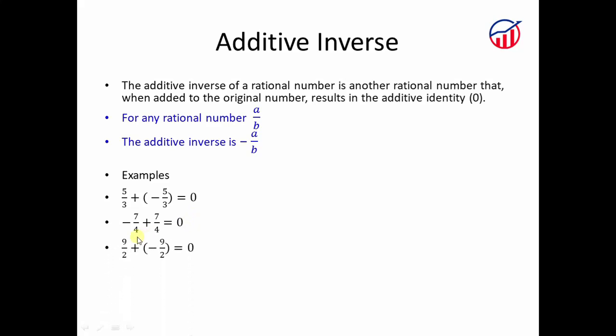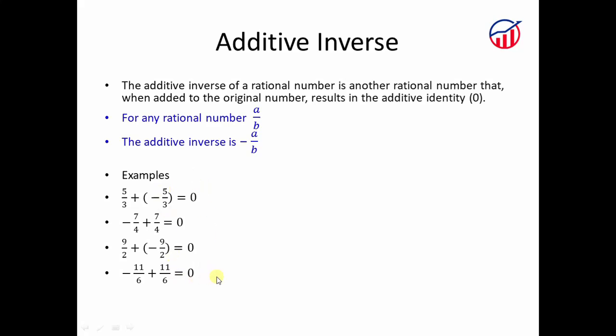Let's take another, 9 by 2. So it's positive 9 by 2, and the additive inverse will be minus 9 by 2. When you add this, plus and minus will become minus, and this will become 0. The last example, negative 11 by 6. What will be the additive inverse? Just change the sign and write the same one. The answer will be 0.